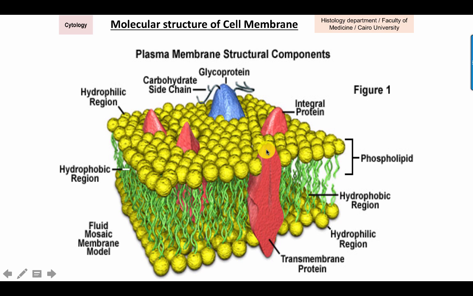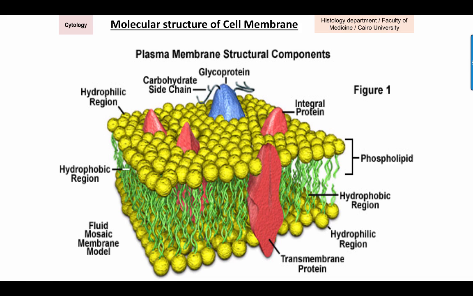Here we have the protein. We have the integral protein, which traverses the whole thickness of the bilipid layer, and it is called transmembrane protein. The integral protein or transmembrane protein helps in transport, as it forms the channel protein or carrier protein.